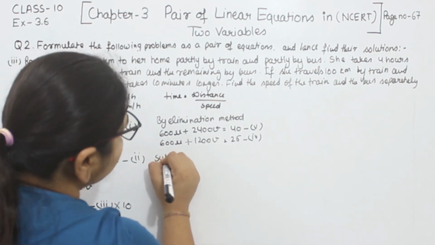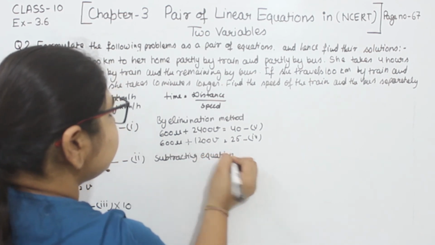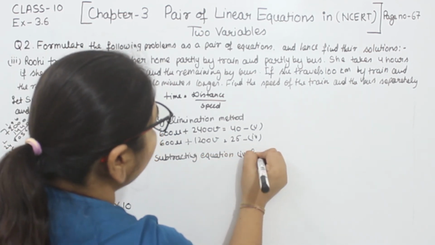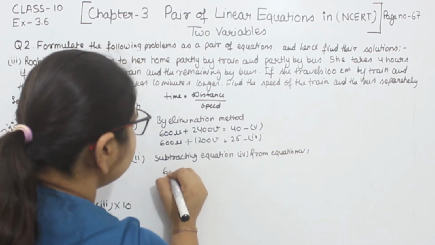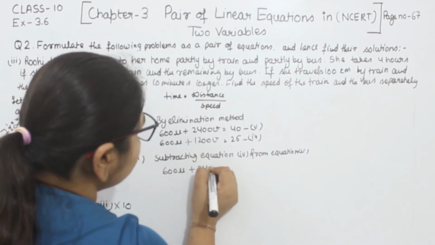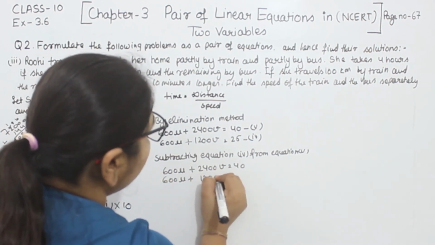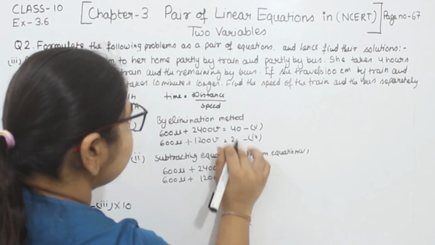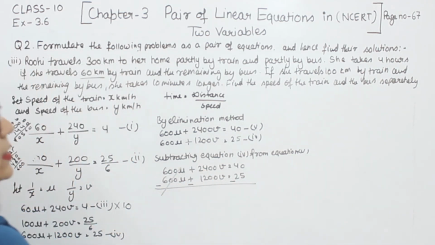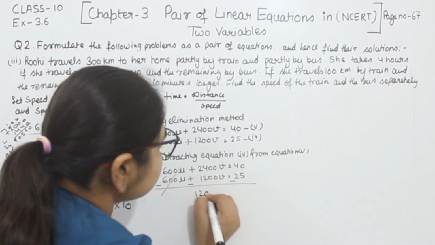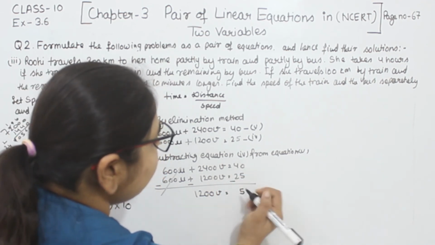Now we are going to subtract. We write here subtracting equation 4 from equation 5. So equation number 5 we are having 600u plus 2400v equal to 40 and this one we are having 600u plus 1200v equal to 25. Now to change the signs, plus minus cancel. This one we are having plus minus minus. So this will be equal to 1200v and this one plus minus minus, so this is 15.